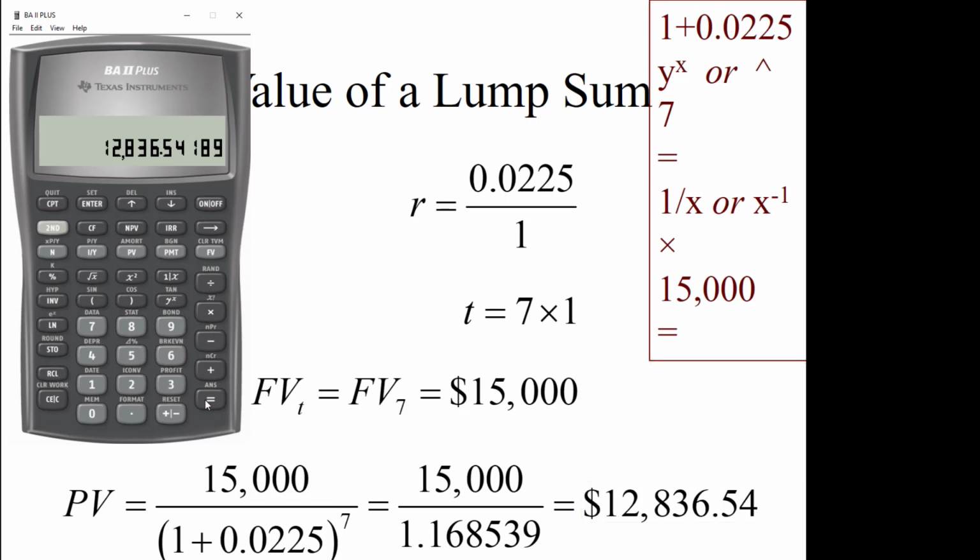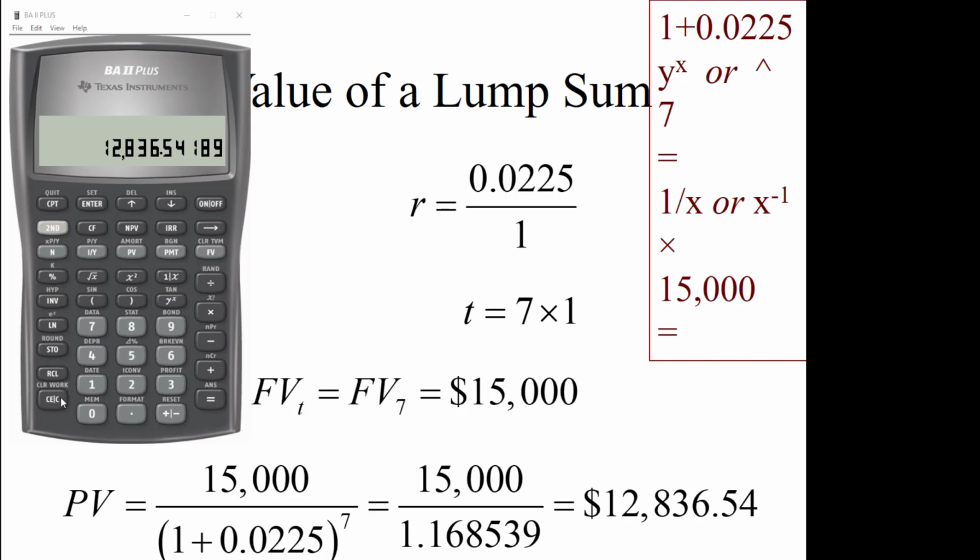Another way to do this problem, if we use our BA II Plus, first thing we can do is clear our work. And we could use our open parenthesis and our closed parenthesis in order to determine this value as well. In this case, we're going to work on the part of the problem that is 1 divided by 1 plus r to the t, which we also call our present value interest factor.